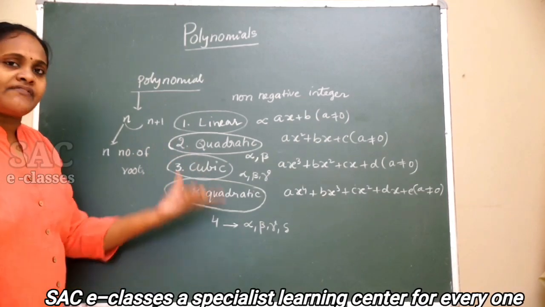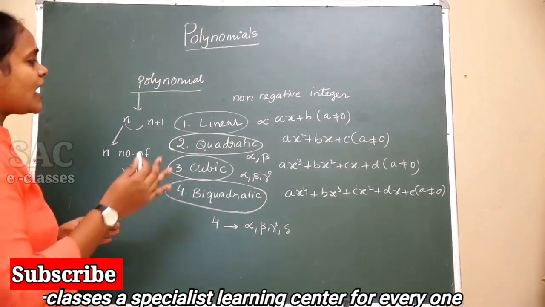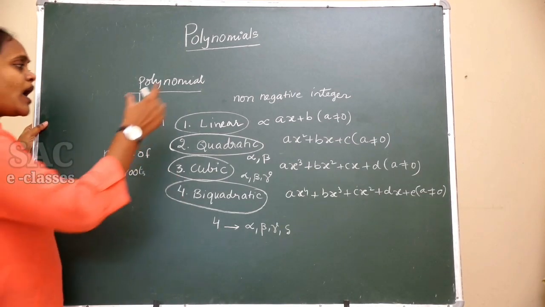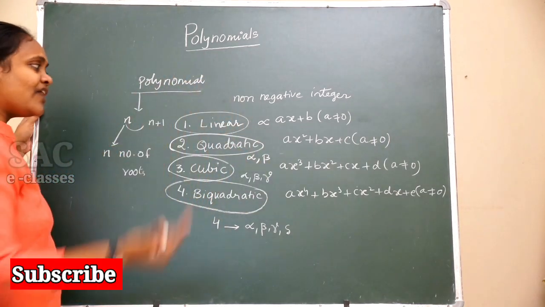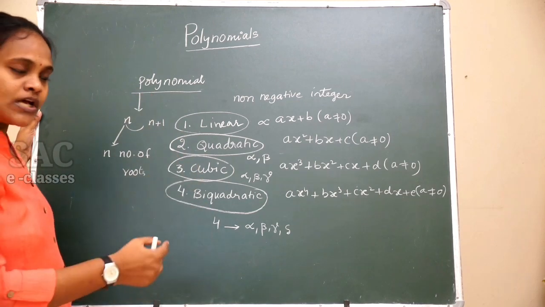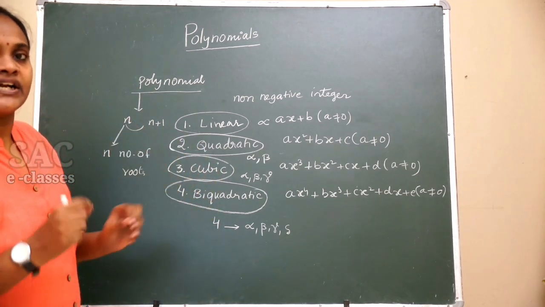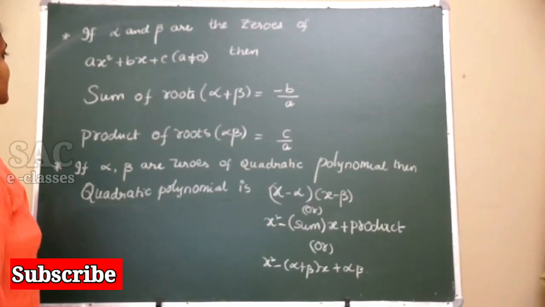Until this we have learned already. But now we are going to learn how to find the quadratic polynomial when the roots are given, or when a polynomial is given, how to find the roots, and verify whether the roots are correct or not. That is our topic. Let's move to our topic now.